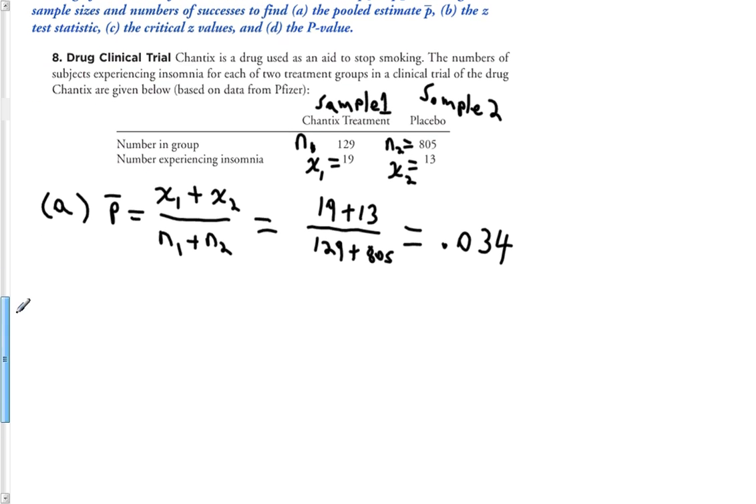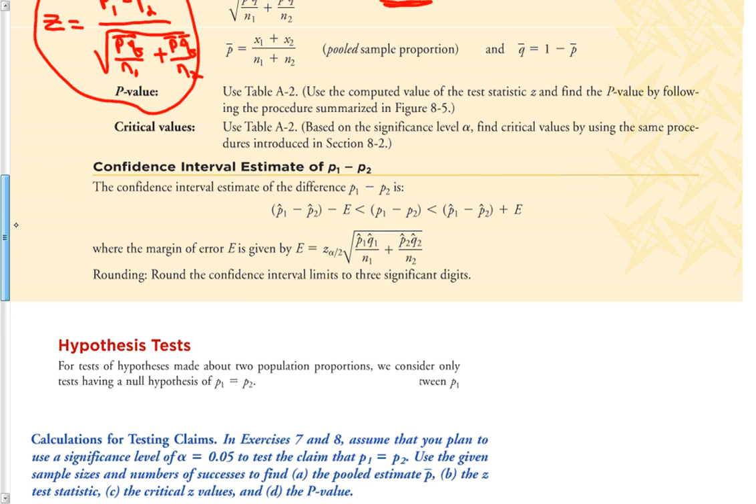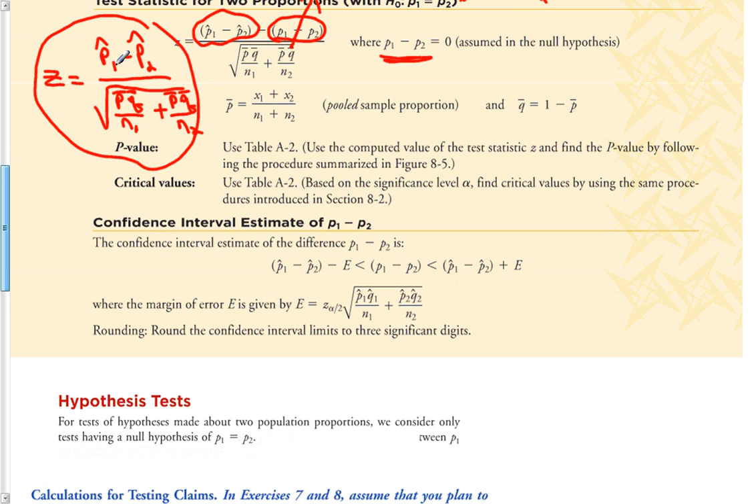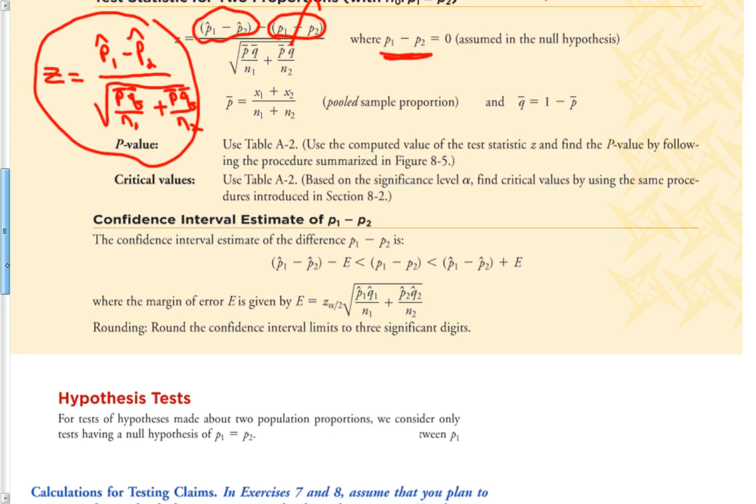Now, part B is to find the z-test statistic. Well, you look up here, the z-test statistic is given by p hat 1 minus p hat 2 over the square root of the pooled p times the pooled q over n1, plus the pooled sample proportion times the complement of the pooled sample proportion over n2. So we're going to use this formula to calculate our z-test statistic.